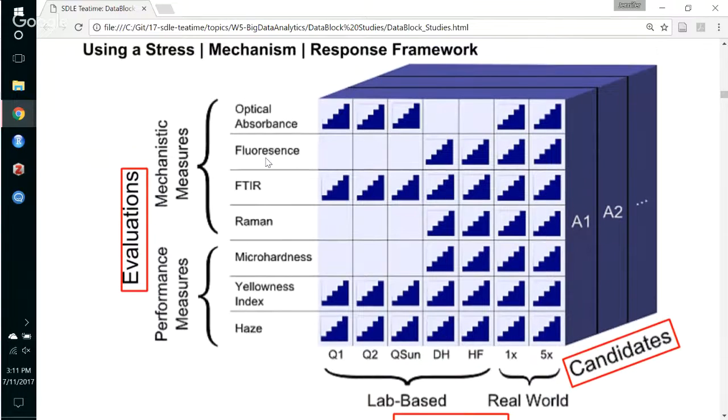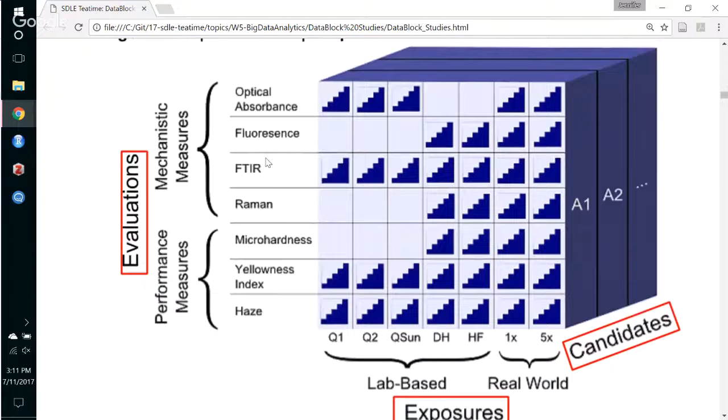So for example, if we're measuring a polymer and we're looking at these performance measures like haze and yellowness and microhardness, those things tell us ultimately, did this fail? Is this failing? What is the performance of the material? But the mechanistic measures tell us what is causing it to fail. And so these are really more diagnostic measures.